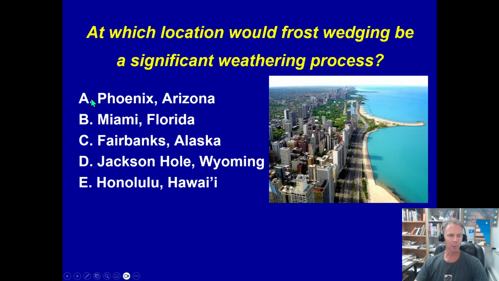So if we look at these options here, I tried to pick places that were fairly well known. We have Phoenix, Arizona, Miami, Florida, Fairbanks, Alaska, Jackson Hole, Wyoming, and Honolulu, Hawaii. And maybe the three that hopefully you took off the list first were Arizona, Florida, and Hawaii. These are very warm climates where ice rarely, if ever, forms.